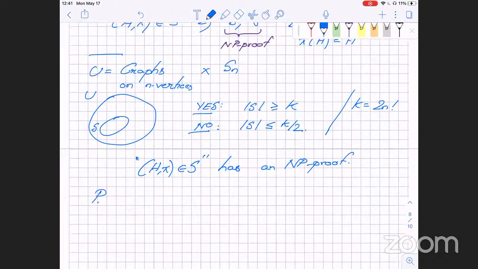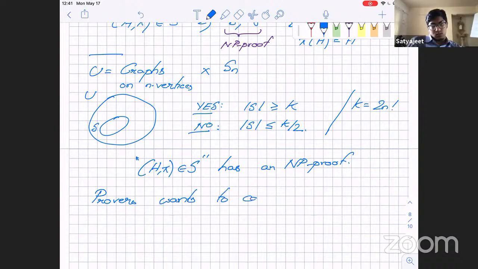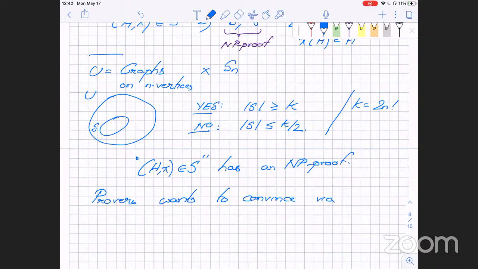What does the prover want to do? Prover wants to convince, via a public coins protocol, that S is large. That's crucial over here, a public coins protocol. If he does that, we are done. Are people with me so far?